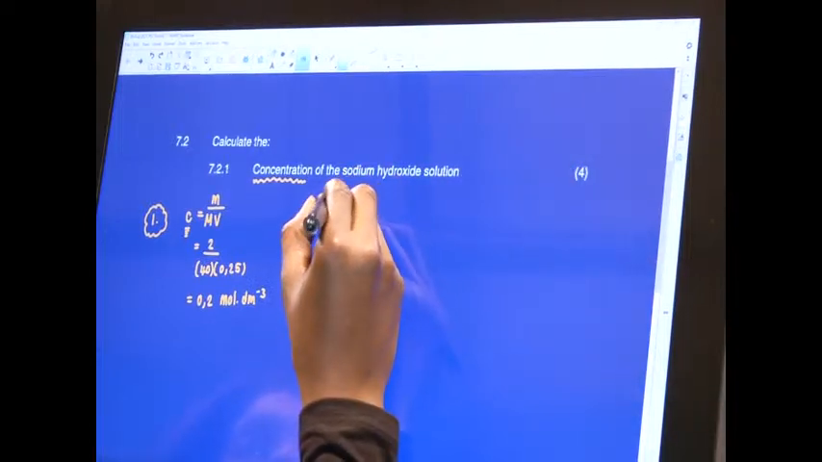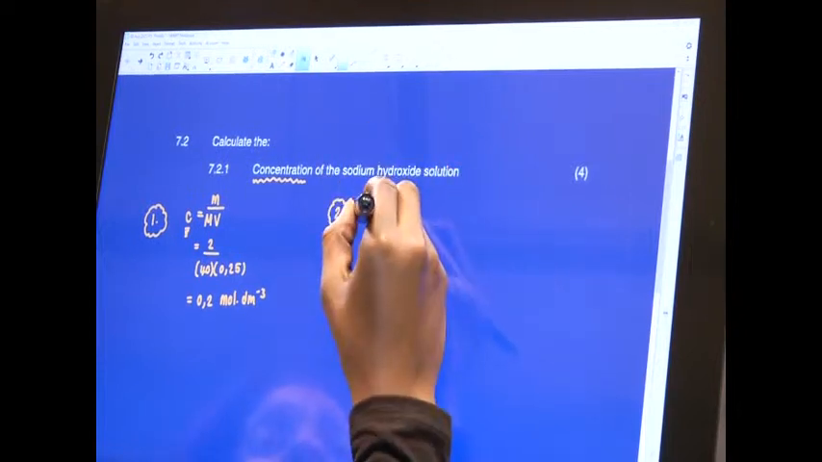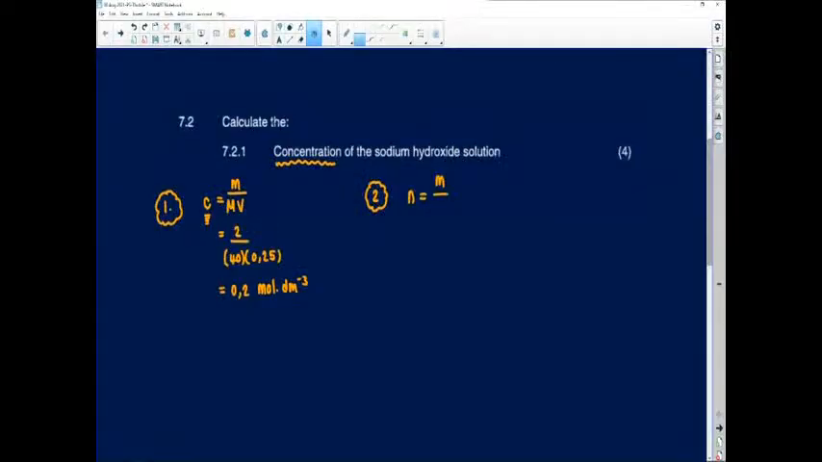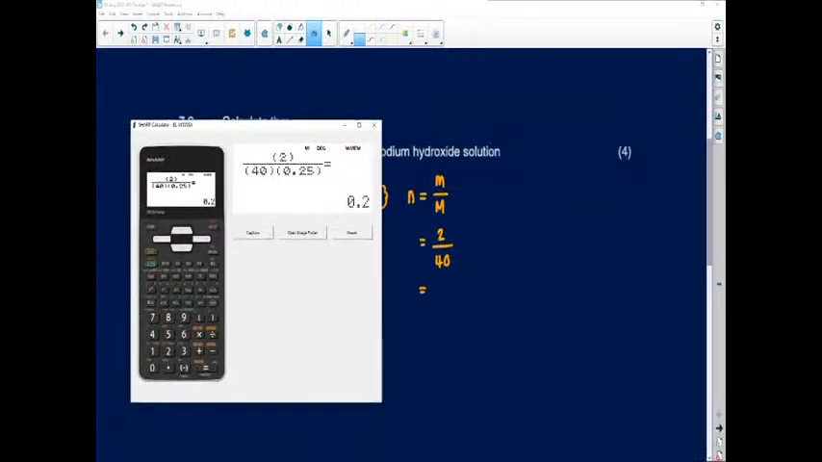Another way in which you could have done it, you could have first found your moles. So you could have said n is equal to small m over big M, right? Remember your moles. So my mass, I was told, is 2. My molar mass is 40. So let's see what I get there. I'm going to put everything exactly as it is once again. So that's 2 over 40. And I get 0.05.